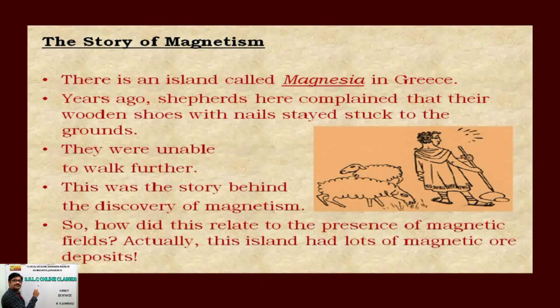So the people searched for what exactly the reason behind that event was. Because of that, the discovery of magnetism took place. So how is this magnetism related to the presence of magnetic fields, if you're asking? Actually this island has lots of magnetic ore deposits. Because of those magnetic ore deposits, their nails stuck to the ground. This is the story behind magnetism, which you are already aware of, I believe.